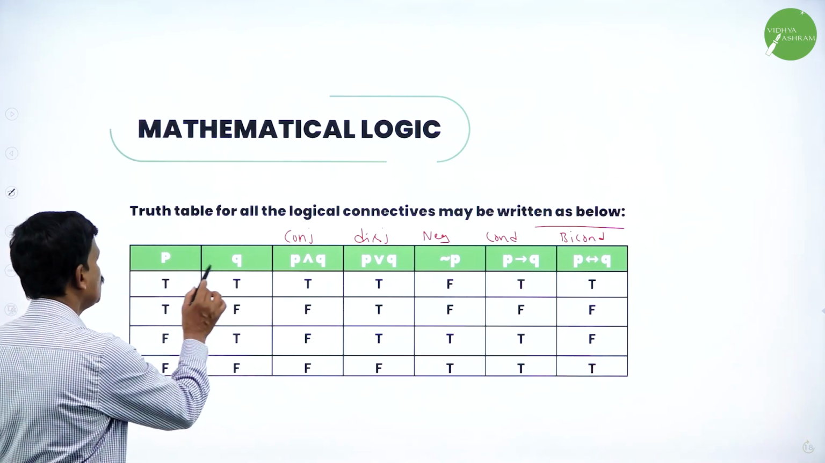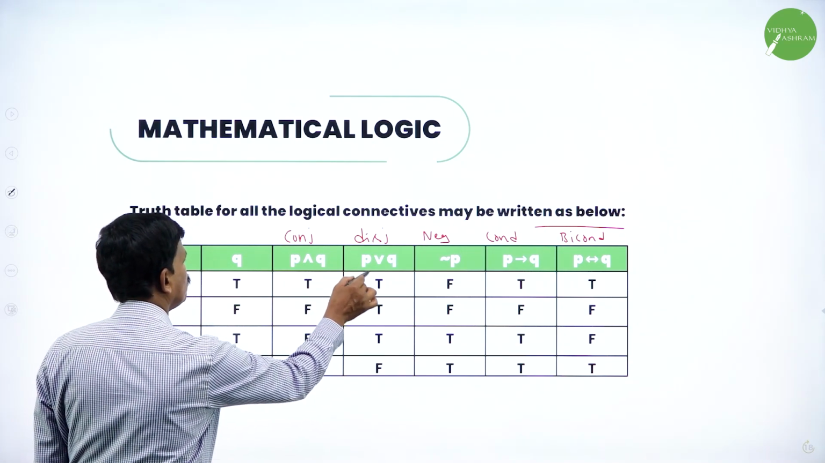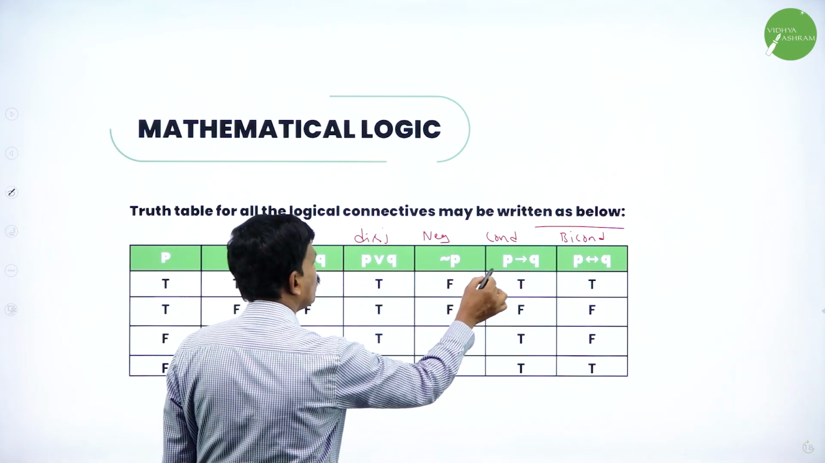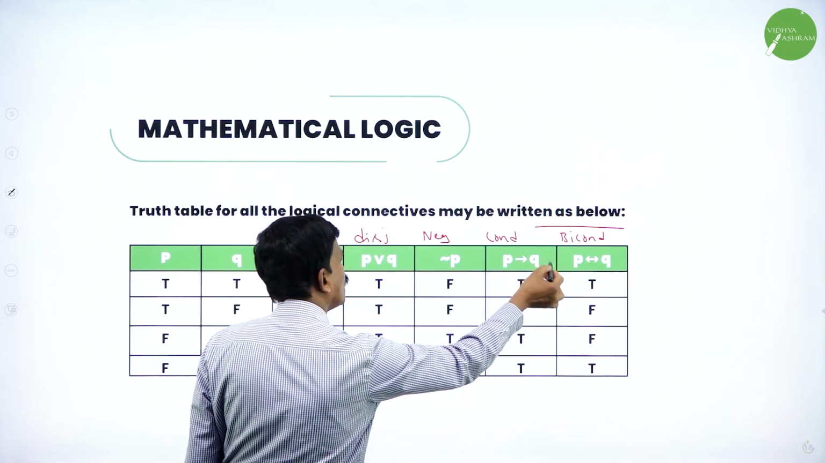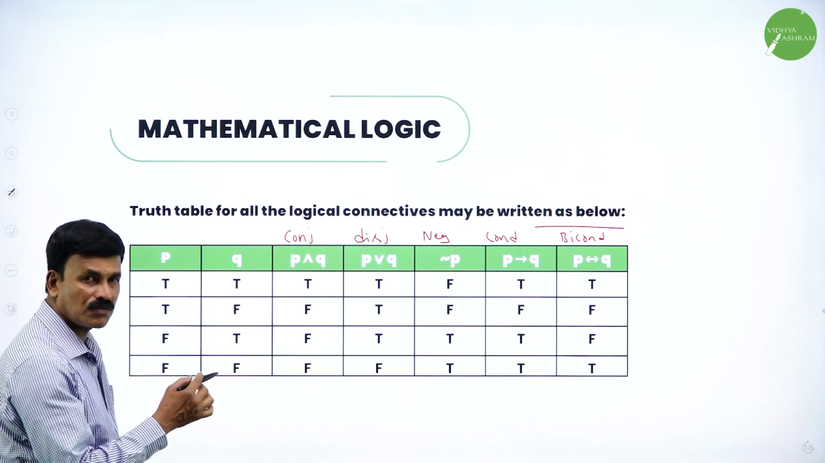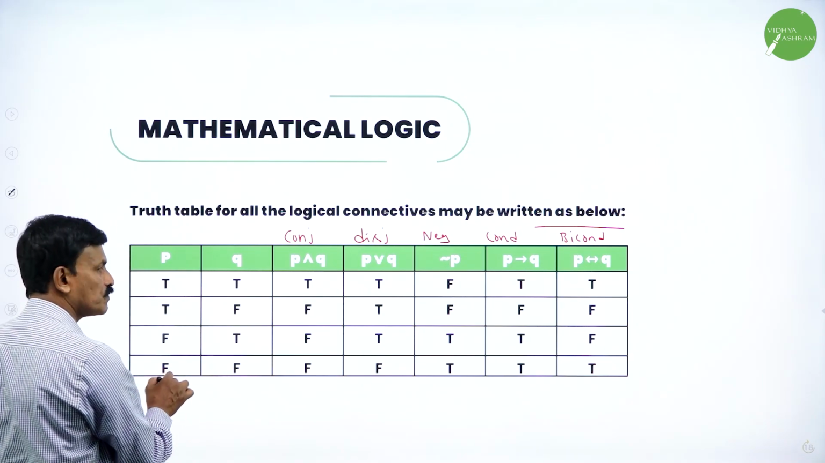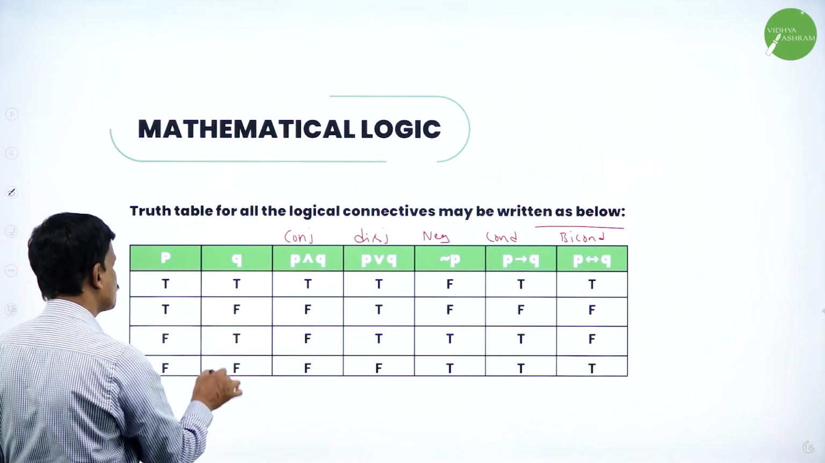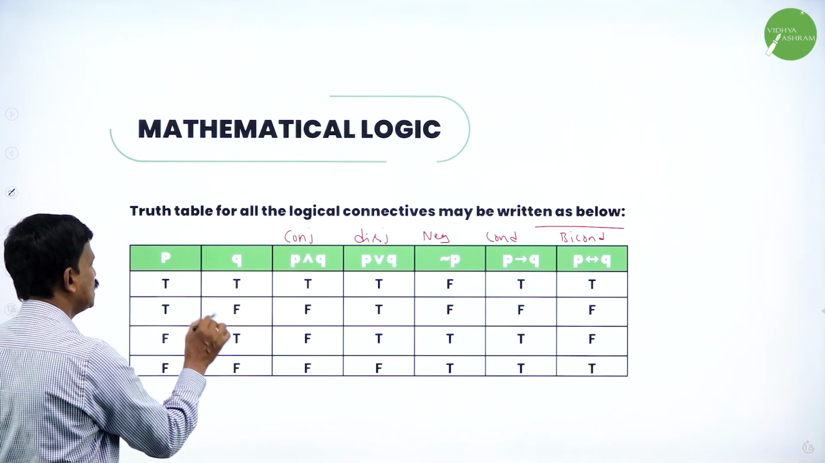That is P, Q, P conjunction Q, P disjunction Q, negation of P, P conditional to Q and P biconditional to Q. As you know, the truth values for P are true, true, false, false. For Q it is true, false, true, false. T, T, F, F, T, F, T, F.